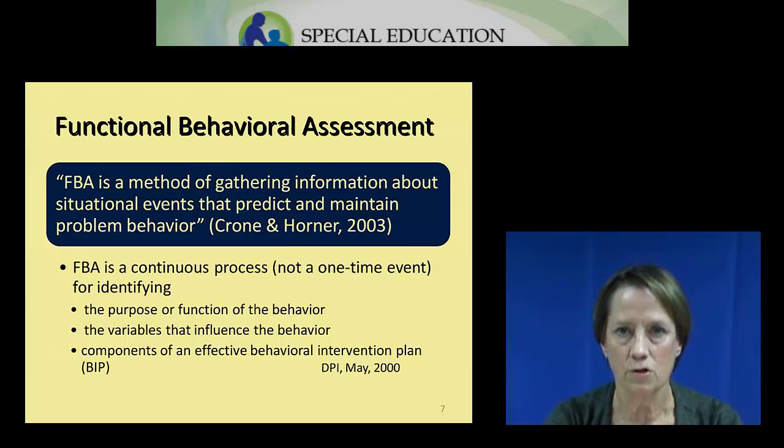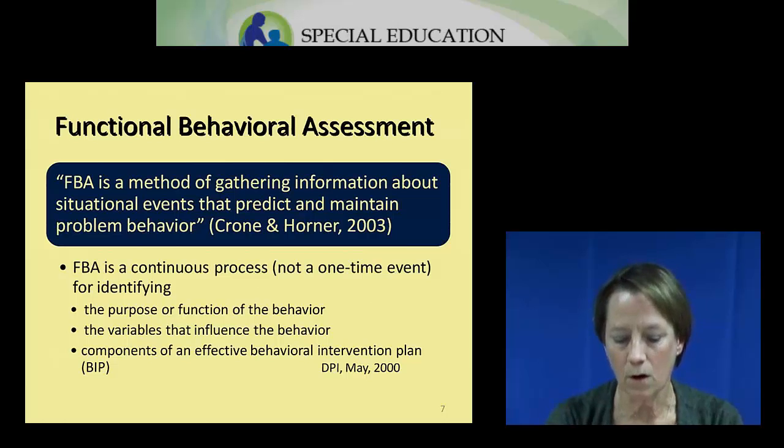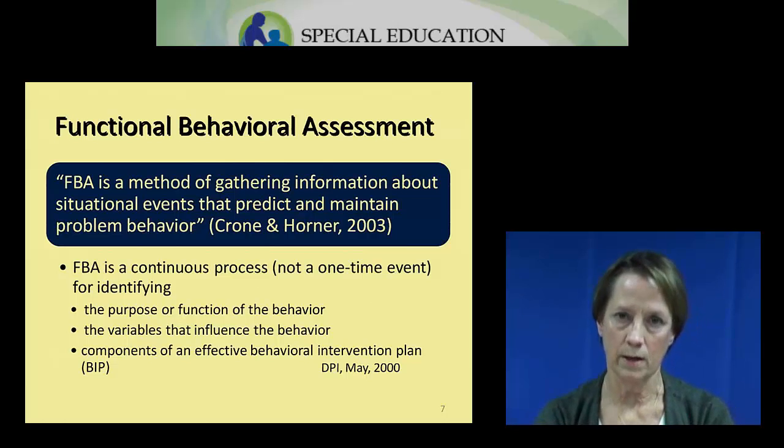Let's look now at the definition of functional behavioral assessment. FBA is a method of gathering information about situational events that predict and maintain problem behavior. So we're looking at the factors that make it more likely that behavior will occur. A couple things to think about when we talk about FBA. First of all, FBA is a continuous process. It doesn't just happen once. And the purpose is for us to look at what is the function of the behavior and what are the different variables that influence the likelihood that that behavior will actually occur. The components of an effective behavioral intervention plan also are often developed from the information that we get through an FBA.